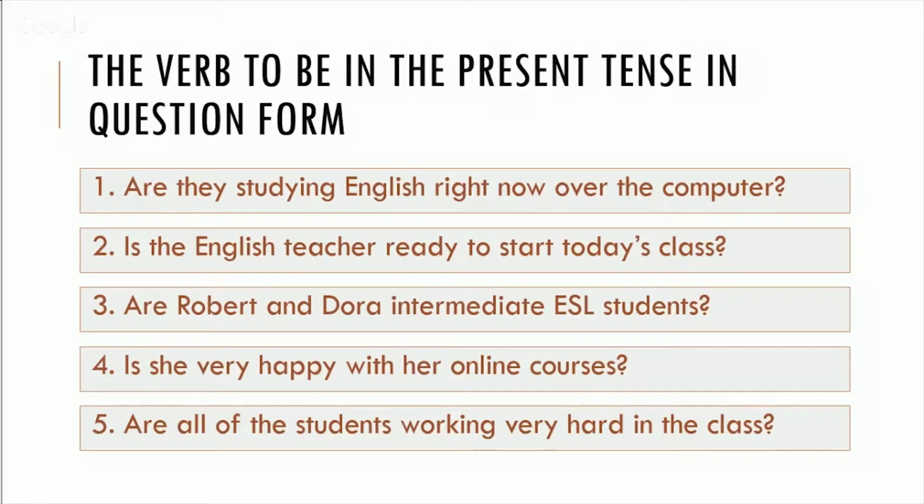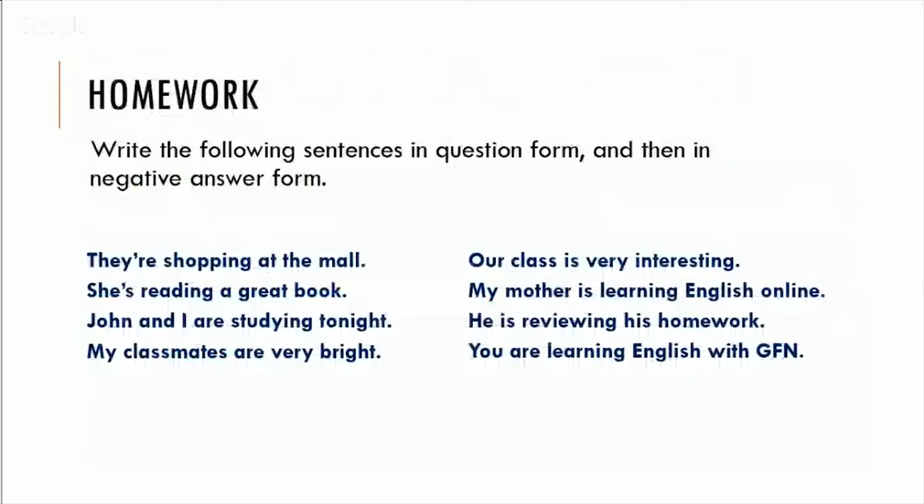All right. But remember the rule. In order to ask a question with the verb to be, the verb to be has to come at the beginning of the question, right? And then do not forget the question mark at the end.